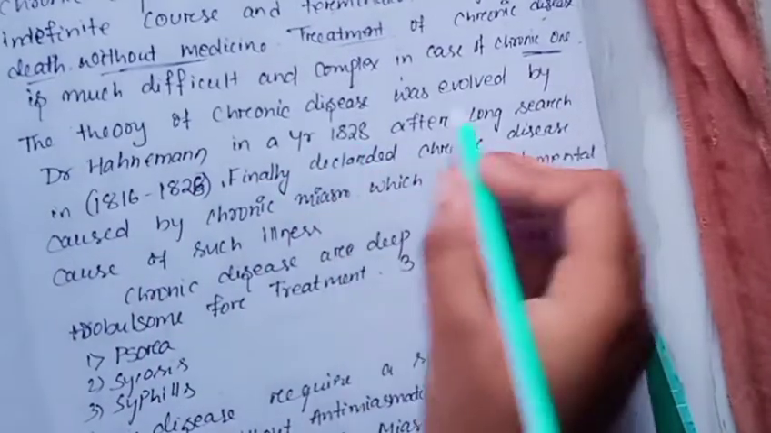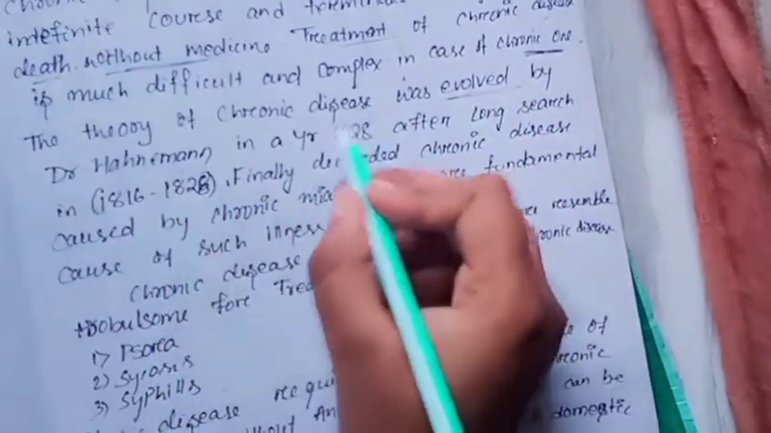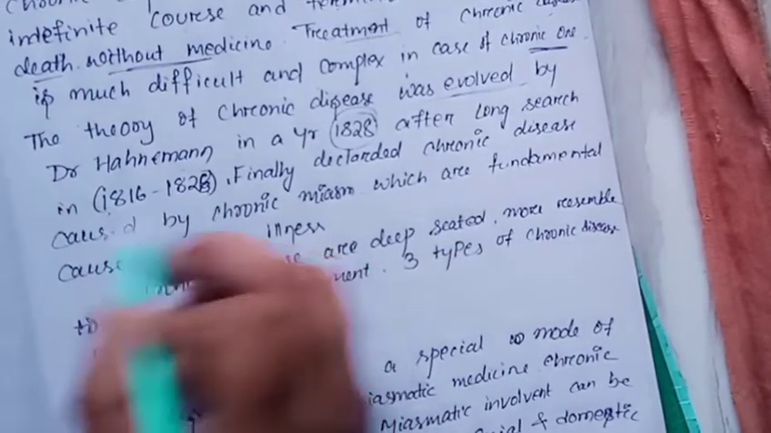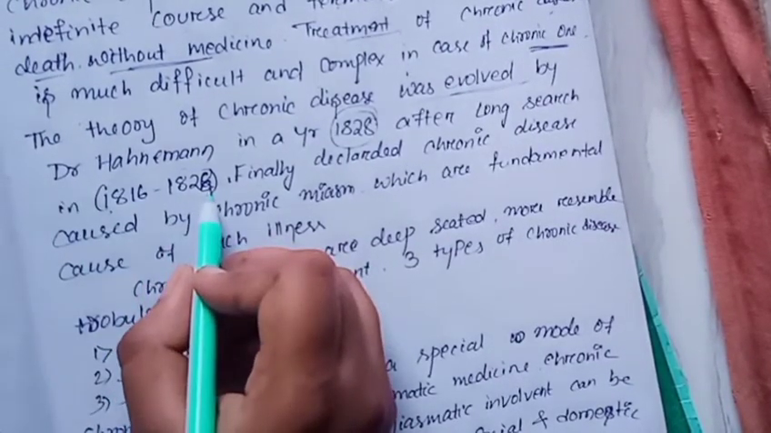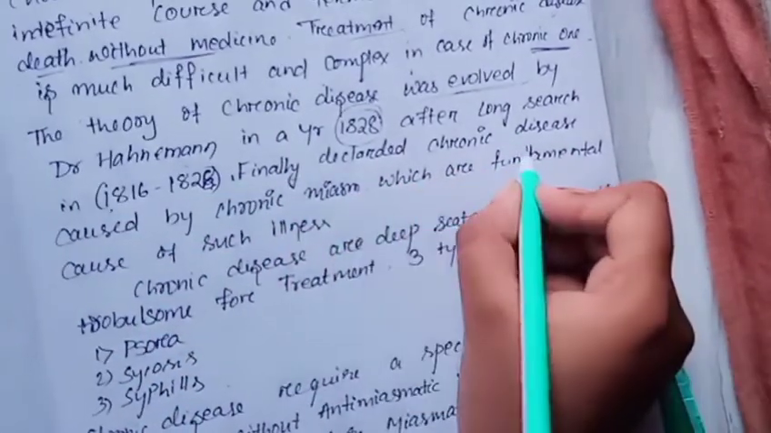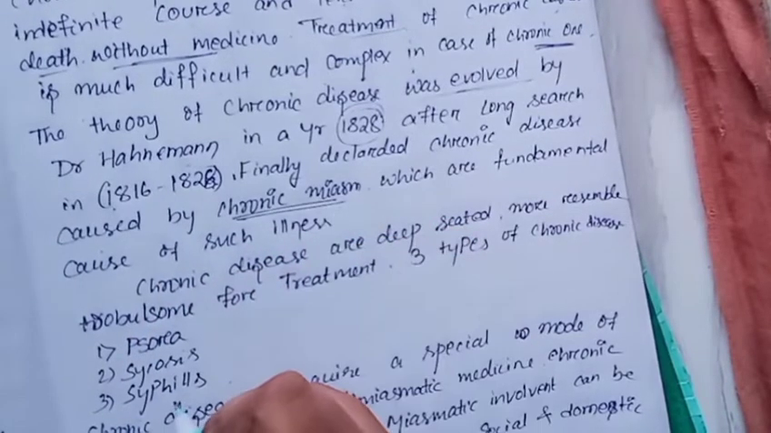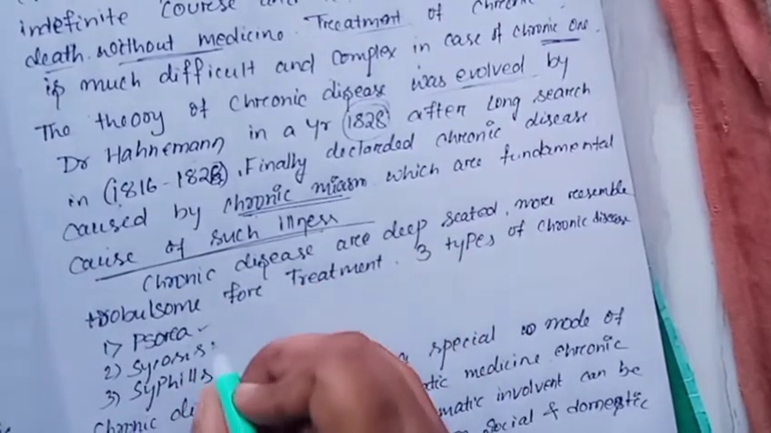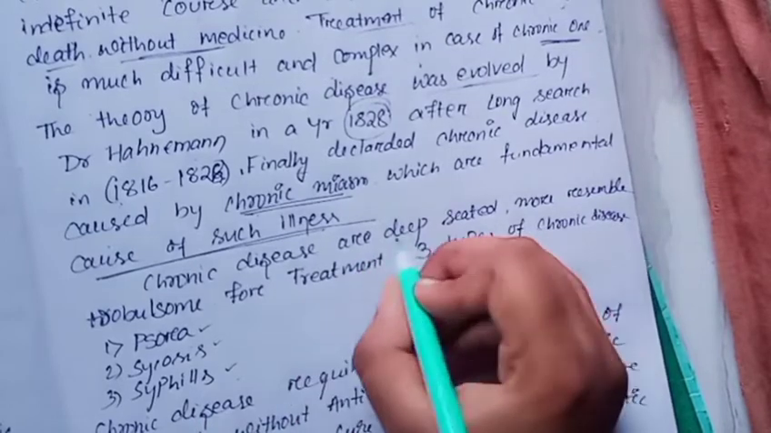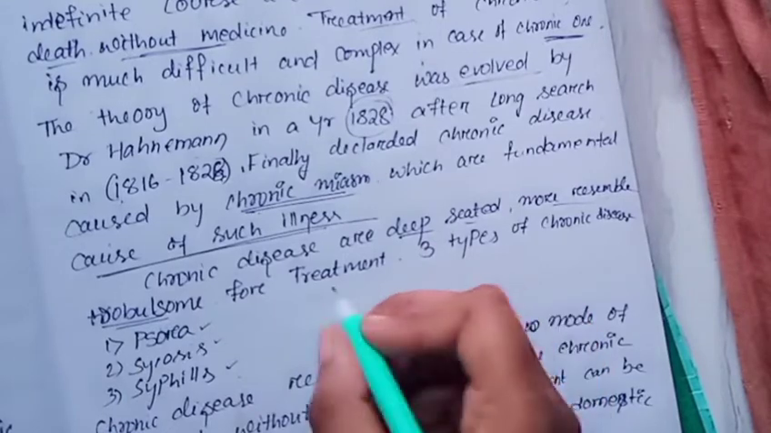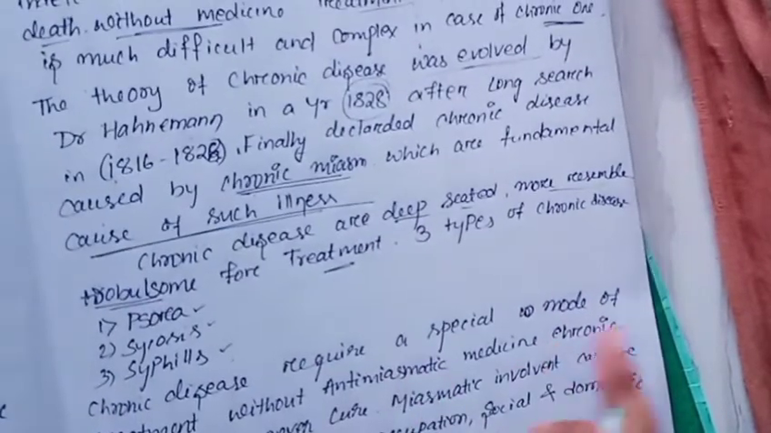The theory of chronic disease was evolved by Dr. Hahnemann in the year 1828, after a long search from 1816 to 1828, meaning 12 years of searching. He finally declared that chronic disease is caused by chronic miasm, which is the fundamental cause of such illness. So chronic disease is of three types: psora, sycosis, syphilis. Chronic disease is characterized as deep-seated, more resistant and more troublesome in treatment. So chronic disease requires a special mode of treatment.